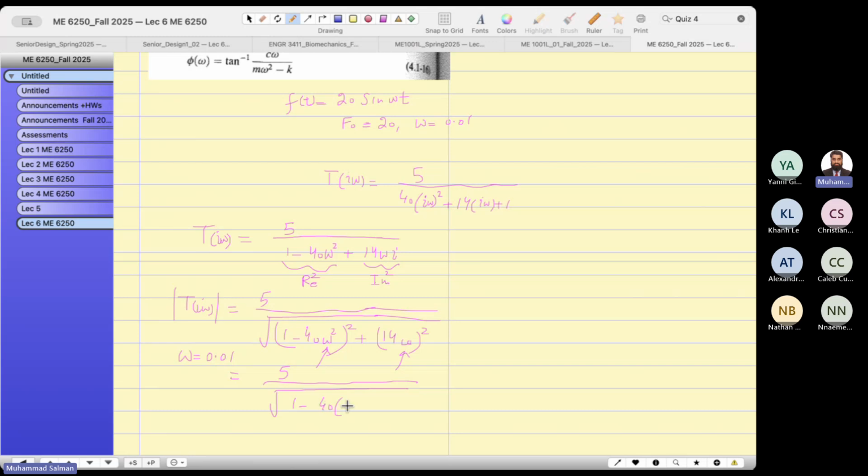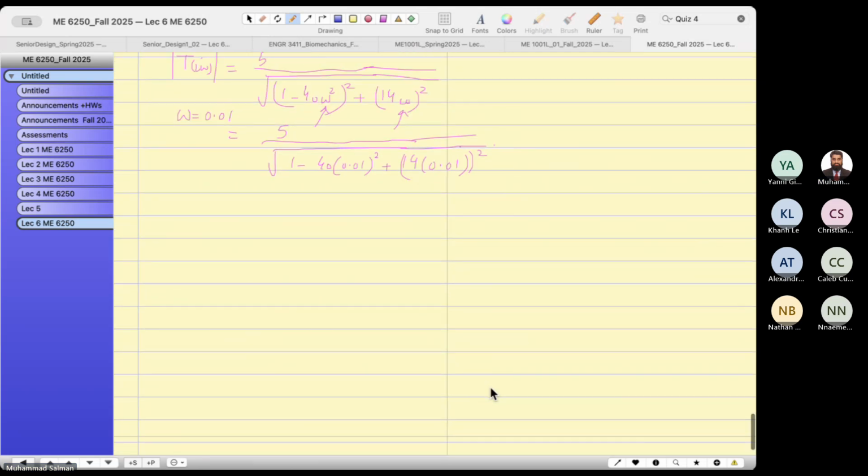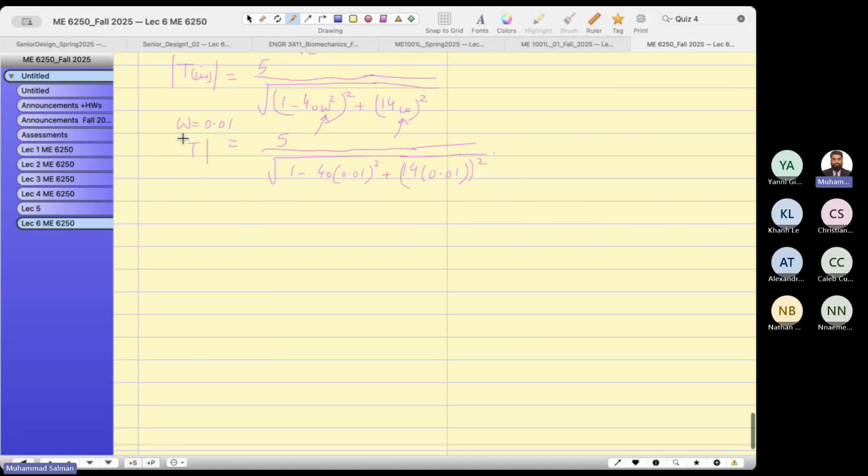1 minus 40, 14 times 0.01. Okay, this is my magnitude of the transfer function. If you do this, you get 4.971. You can compare if you do the math, and let me know in the chat box. I can watch the chat box here. What do you write down in the chat box? Do you verify this answer is correct?